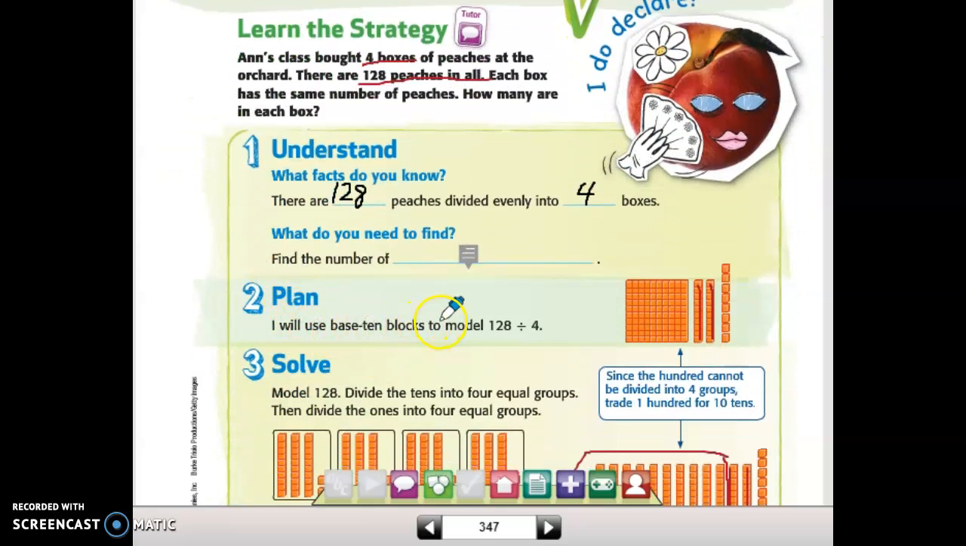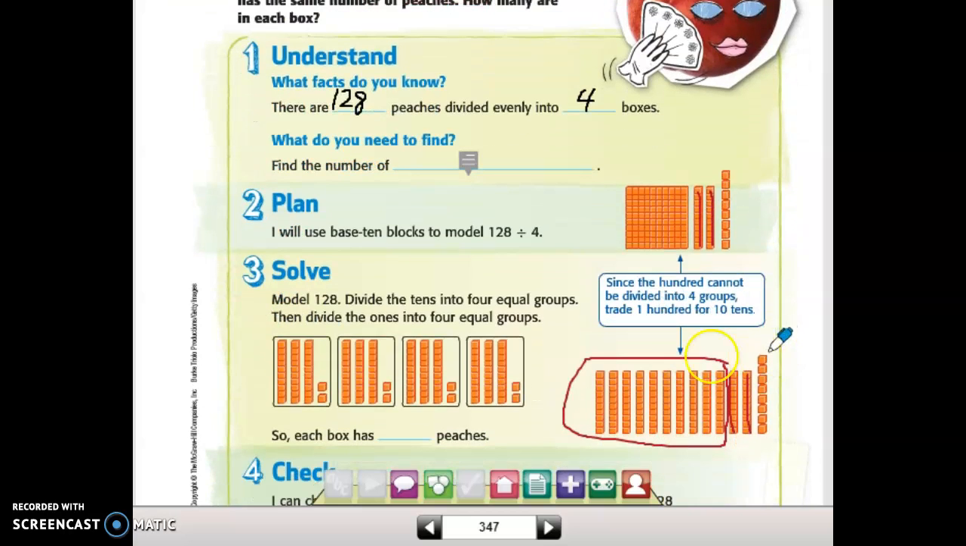So we're going to use base 10 blocks to model 128 divided by 4. If you're using money, it would be $1, 2 dimes, and 8 pennies. But since we're putting them into equal groups, the 100 cannot be divided into 4 groups. They're going to trade 100 for 10 tens, which would be like trading in your dollar for 10 dimes. And they've written it out here.